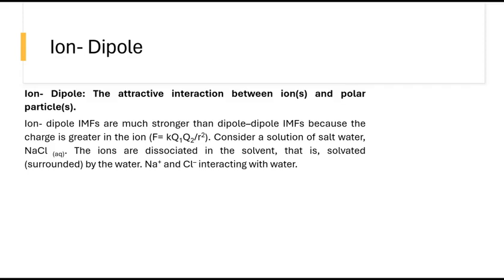Consider a solution of salt water, or NaCl aqueous. The ions are dissociated in the solvent, that is, they're solvated or surrounded by water. Sodium ion and chloride ion interact with the water primarily via ion dipole. The partial negative end of O interacts with the full positive sodium ion, and the partial positive end of H in water interacts with the full chloride ion's negative charge.